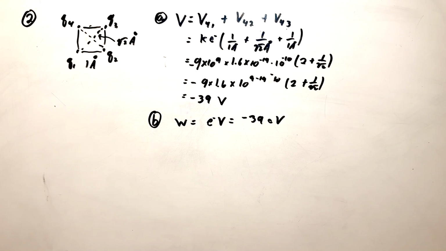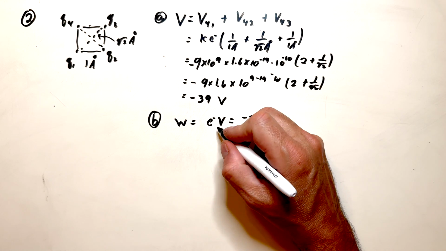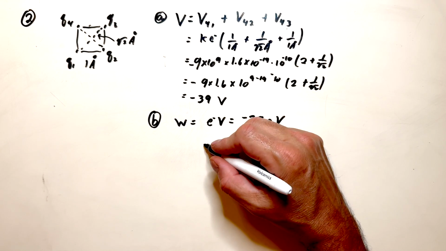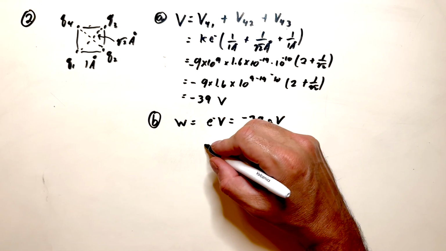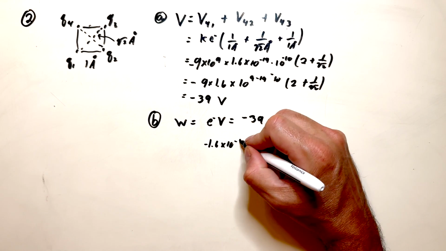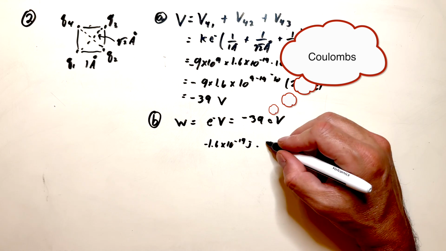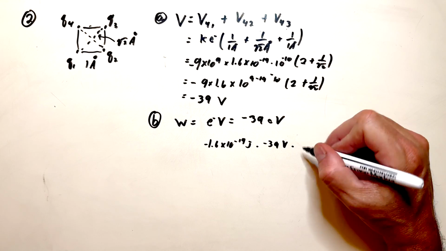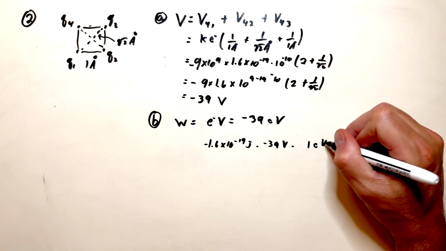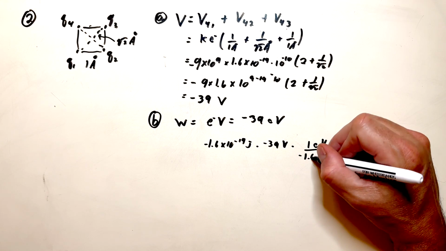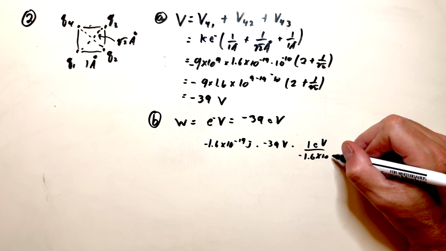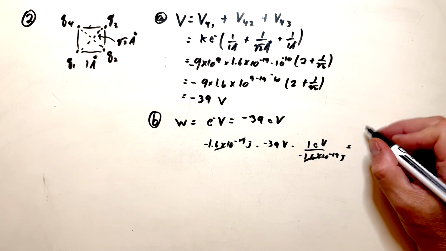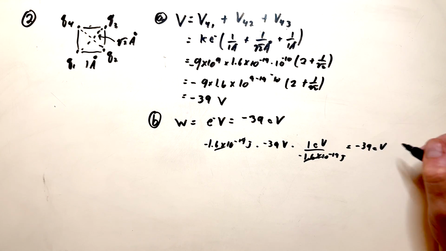Now, of course, we could have introduced the charge directly and then converted to electron volts, so I'll just show you that so you can see it. The charge of the electron is minus 1.6 times 10 to the minus 19 joules times the minus 39 volts. But we are going to want to convert the joules to electron volts, so we'll multiply this as 1 eV divided by minus 1.6 times 10 to the minus 19 joules. You can see that these basically cancel out, and so I just end up with my minus 39 electron volts as before.